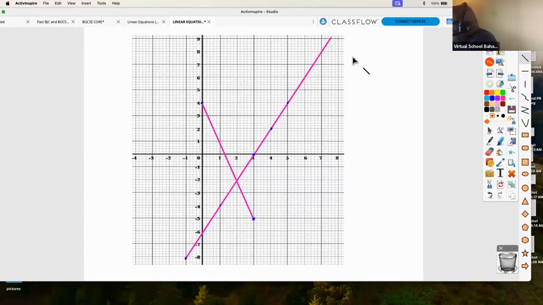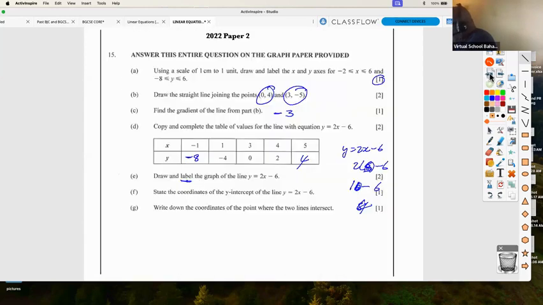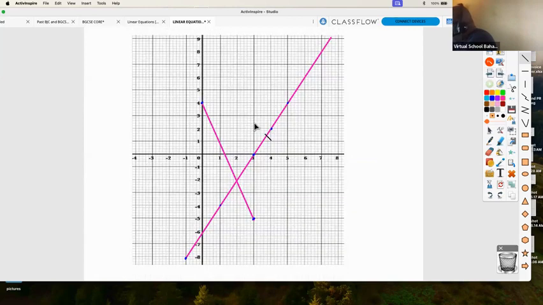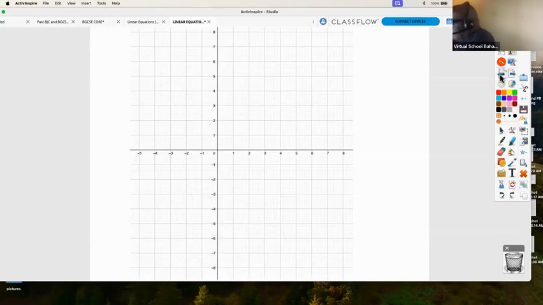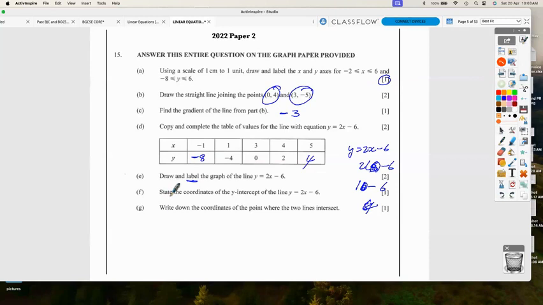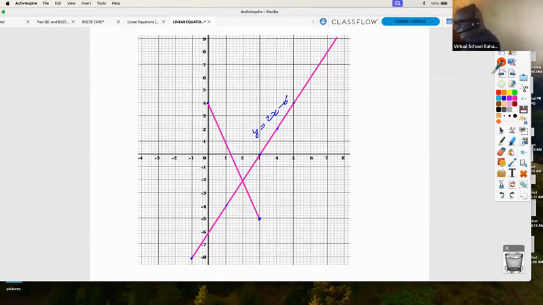That is our line. And you remember they say label it. What do we label it? y equals 2x minus 6. And you notice it crossed the y-axis at -6 there? Yes, sir. And then they say state the coordinates of the y-intercept. So they want you to write down the coordinates of the y-intercept. So what would you write as the coordinates for your y-intercept?